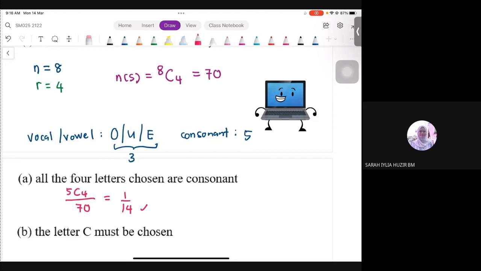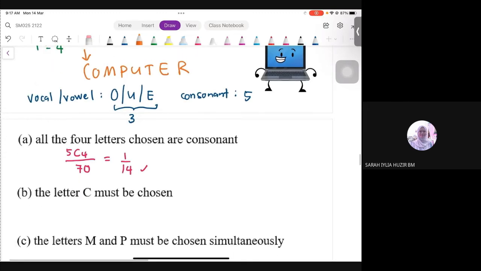Letter C must be chosen. Kita ada huruf C. Huruf C tu kita mesti pilih. Alright. So, from the option computer, saya tulis balik. Computer. Okay, kita ada satu je pilihan huruf C. And huruf C tu kita mesti nak guna. Means calculation now akan jadi 1C1. Sebab ada satu je huruf C tu kita mesti pilih.